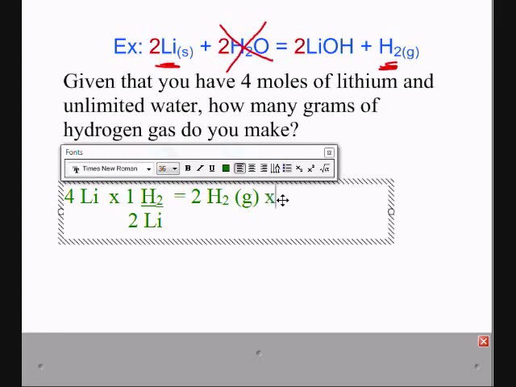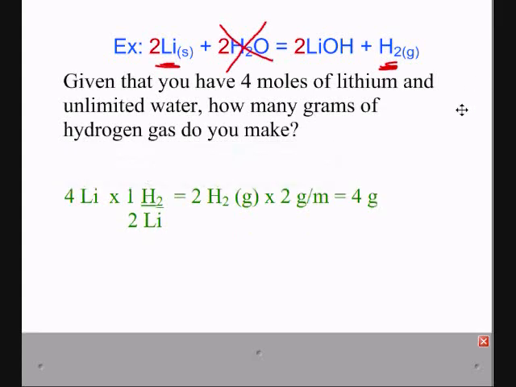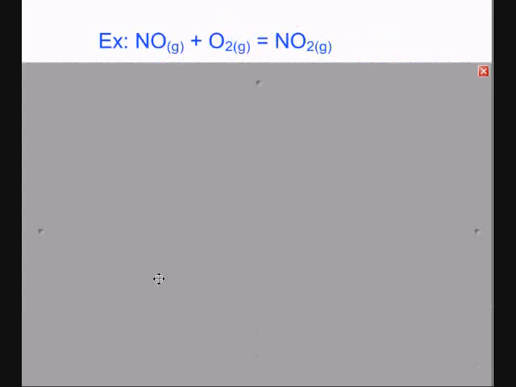Okay, so we need to multiply this by the molar mass. What is the molar mass of hydrogen gas? Very simple. H is 1, so H2 would be 2. So it's 2 grams per mole. Multiply that out. 2 moles of hydrogen times 2 grams per mole gives us 4 grams of hydrogen gas product. It's a 2-step equation, right? This is the beginning of stoichiometry. Try another one.